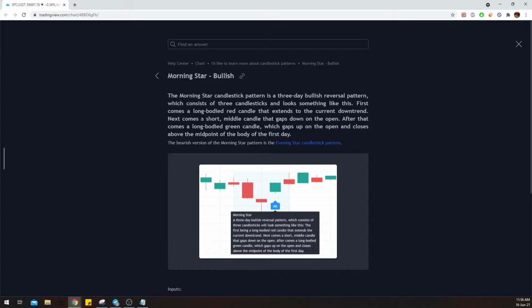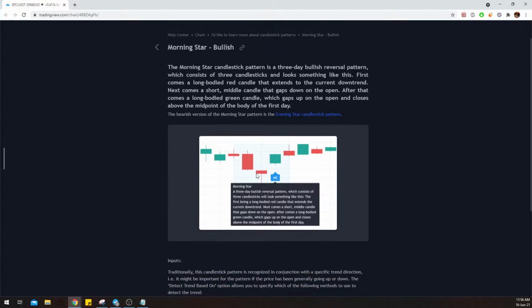In this case, the first one, like always, is going to come with a red body, and it stands from the downtrend that we have previously. After that, we are going to have a short candle. At the same time, this middle candle can be a doji that gaps down on the open, so it's going to go a little bit lower. And after that, we are going to be waiting for a big green candle, the last one, that's going to gap up on the open and close above the midpoint of the body of the first day. So that's kind of the pattern for it.